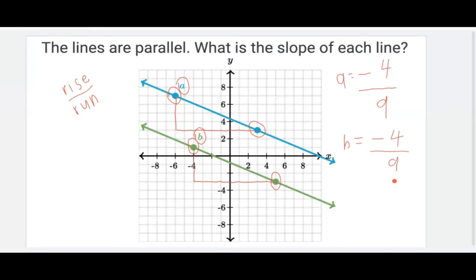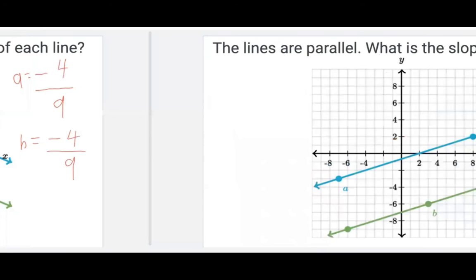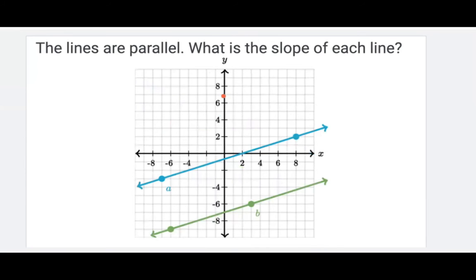Now that we have the slope for each line, take a look at their slopes. Both of them are the same, -4/9. So make sure to take note of this so that you know the relationship between slope and parallel lines, which we'll take a closer look at in our upcoming slides. Let's look at another example.